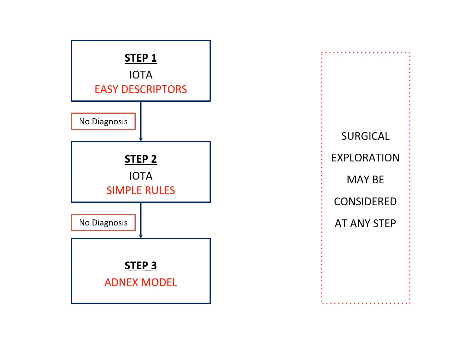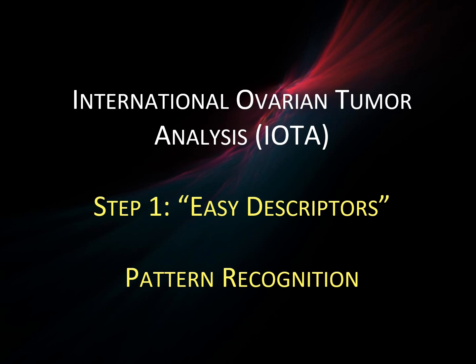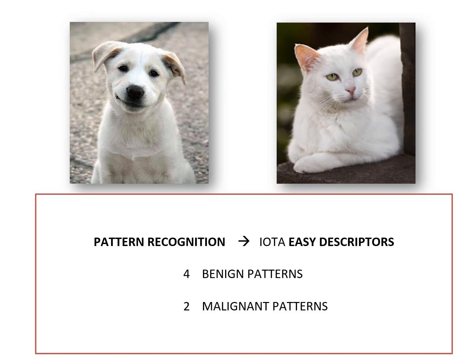Let us go to the easy descriptors, which are based on pattern recognition. Look at these two images. You will never make the mistake of identifying the one from the other. And why is that? Why are we able to make this diagnosis perfectly? That is because of something that our brain has called pattern recognition. And that is exactly what the IOTA easy descriptors use. So we use 4 benign patterns and 2 malignant patterns to quickly reach a very accurate diagnosis.